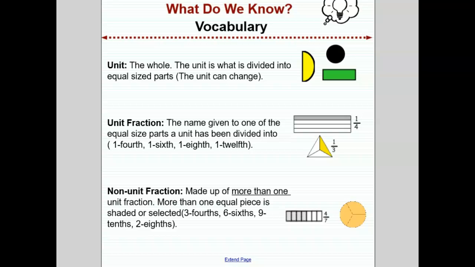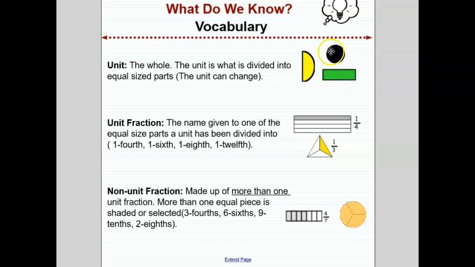As always, third graders, let's begin by reviewing all of the information you already know about fractions, starting with some key vocabulary. In our previous lessons, you learned that the unit is the whole. The unit is what is divided into equal-sized parts. You also learned that the unit can change.